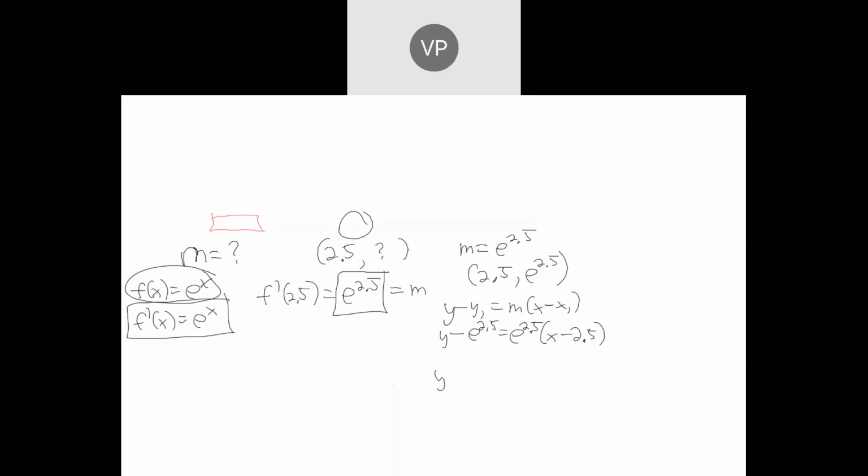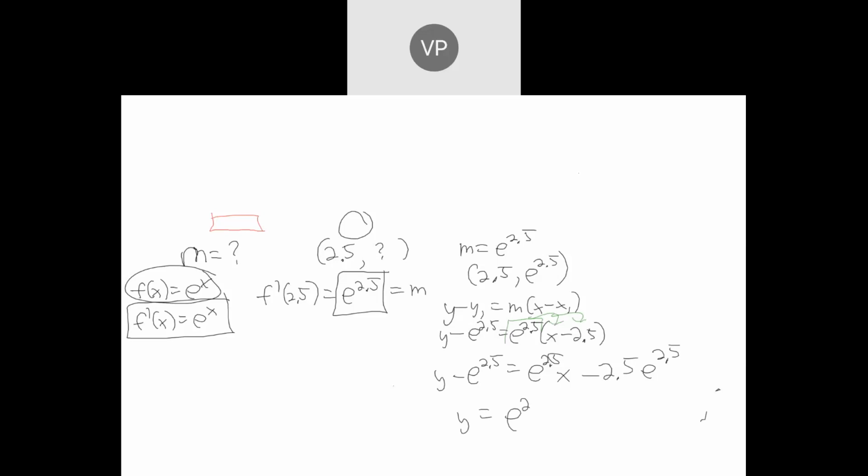Okay, so we get y minus e to the 2.5 equals e to the 2.5 times (x minus 2.5). I'm sorry, there's supposed to be an x lower, not in the power. I'm distributing that e to the 2.5. So this right here is distributing to here and to here. So that gives me e to the 2.5 times x minus 2.5 e to the 2.5.